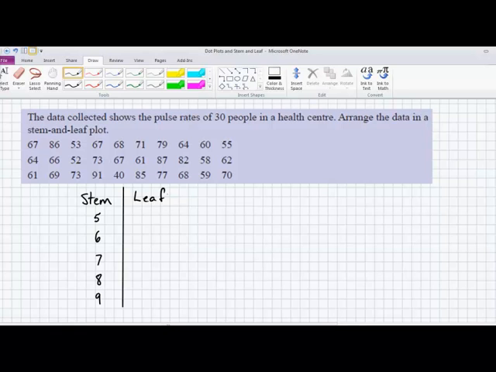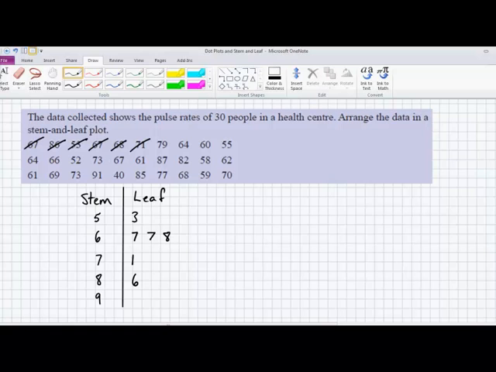So what I need to do is to go through every number or every score in my data set and write it down in my stem and leaf plot. So I'm going to just go along and cross off as I go. So 67, so the 60s there, so I write the 7 on this side. 86, the 8's there, so the 6 is there. 53, 5's there, so the 3 goes there. 67 again, so I've already got one 67. To show that there's another one, I write another 7. 68, again, the 60s there, so I write the 8 here.